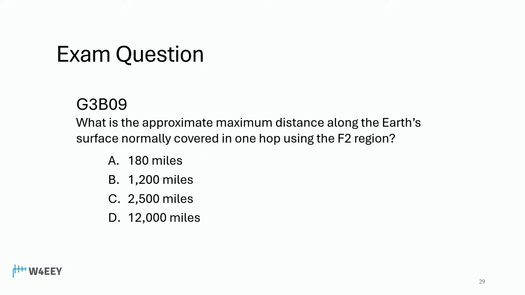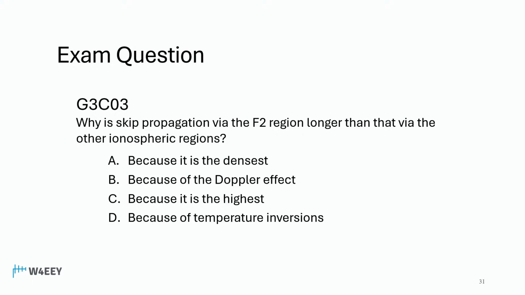Yep. What is the approximate maximum distance along the Earth's surface which is normally covered in one hop using the F2 region? Charlie. Bravo. Charlie. Okay, the F region is 2,500. The E region is 1,200. Yes. Speaking of which, they're asking about the distance for the E region. Of course, that's what we just talked about. Why is skip propagation via the F2 region longer than that via the other ionospheric regions?